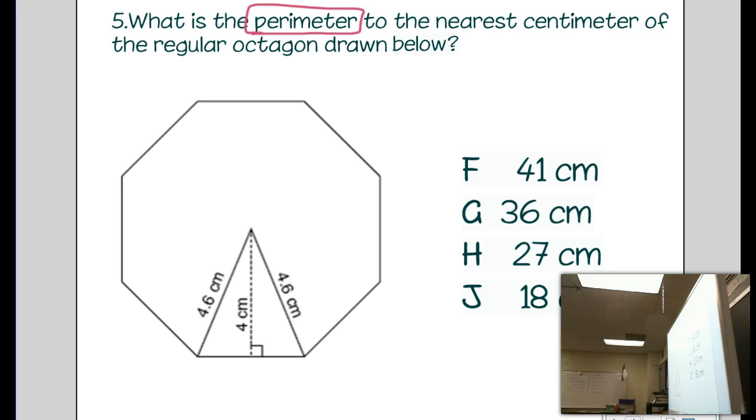Kaylee, what step would you do first? Yes. Tell me what you would type. Awesome. Very, very good. Everyone should be typing that right now. 4.6 squared minus 4 squared. And then you take the square root of it. Well, that's not the answer yet. Be careful, that's going to give us this, only from here to here. And then you double that. Then you double it, and then you multiply it by 8.